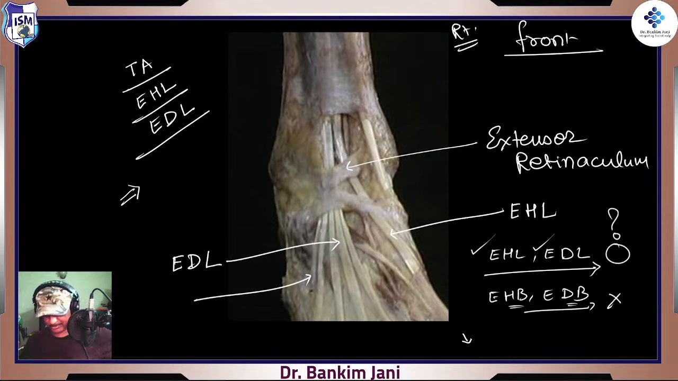Dorsiflexion. That's right. Because extensor hallucis brevis will be doing just extension of the big toe. Good. Those digitorum brevis will do extension of the toes, but they can't do dorsiflexion, because for dorsiflexion, someone has to pull from above. Very good. So you have understood it nicely. I am happy.